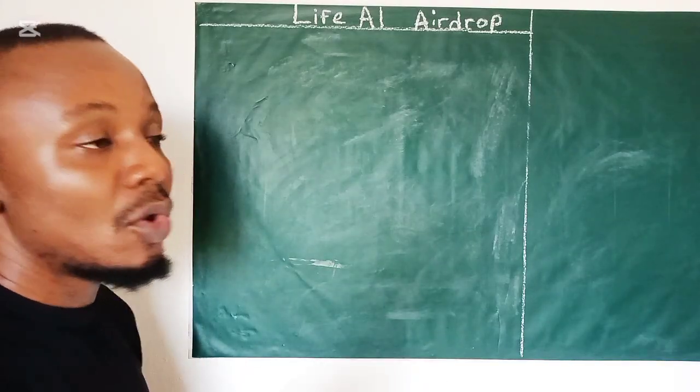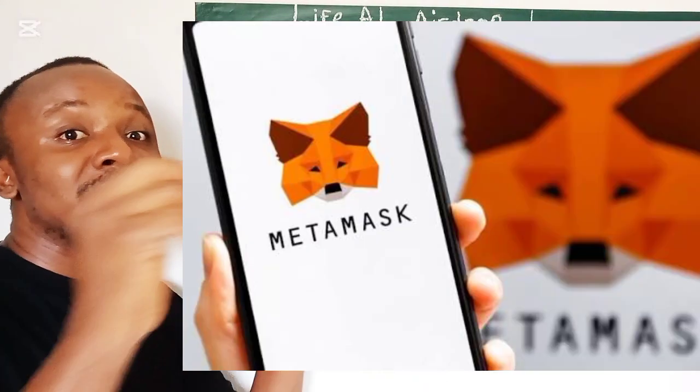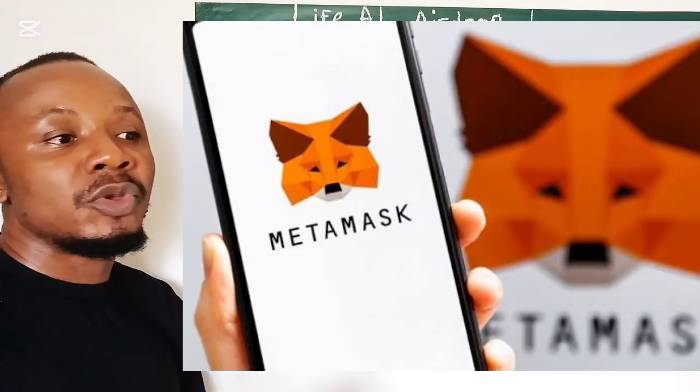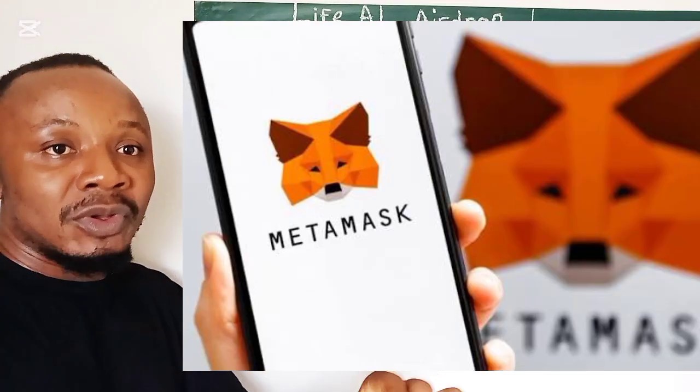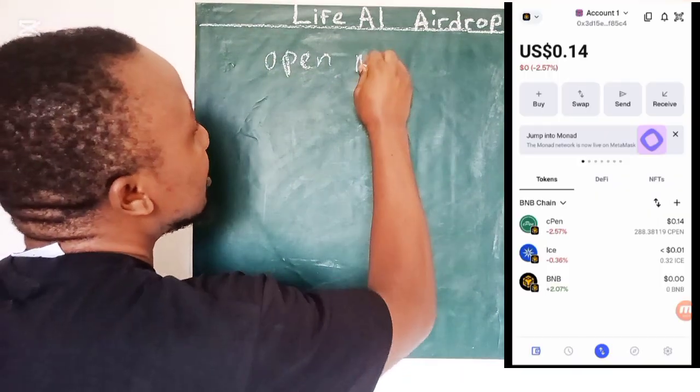It's very simple. All you have to do is to download MetaMask wallet. When you download MetaMask wallet from your Google Play or from your Apple Store, when you are done downloading your MetaMask wallet, the next thing for you to do is to open MetaMask.